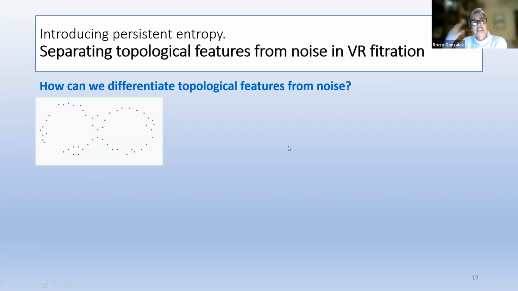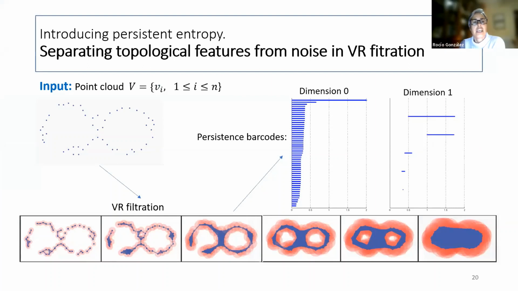In this case, we have another different motivation that consists in how we can differentiate topological features from noise. Our first idea is that maybe we can use persistent entropy for this task. So the input in this case is a point cloud. And to obtain the persistent entropy, what we do is compute the Vietoris-Rips filtration.